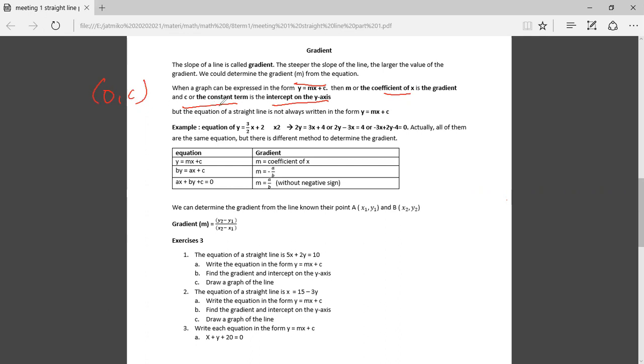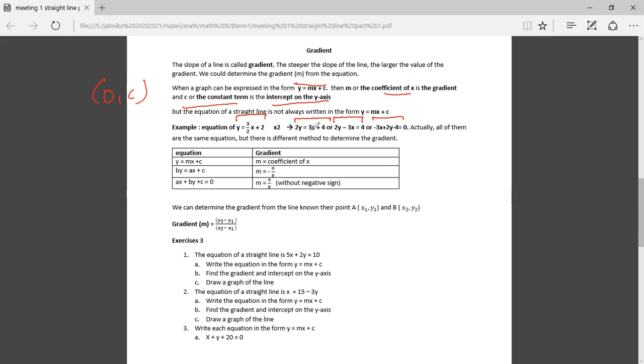And then maybe you will not see the equation in this position. Sometimes you will see it in this position, or maybe this position, or this position. But actually, all of these are the same thing.